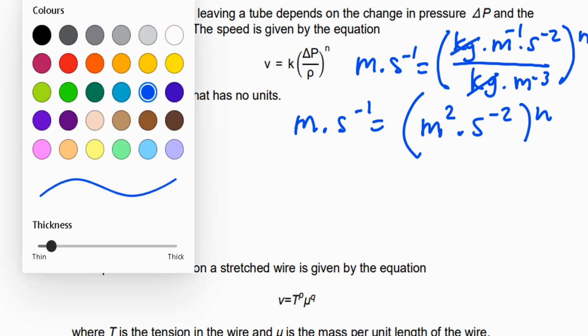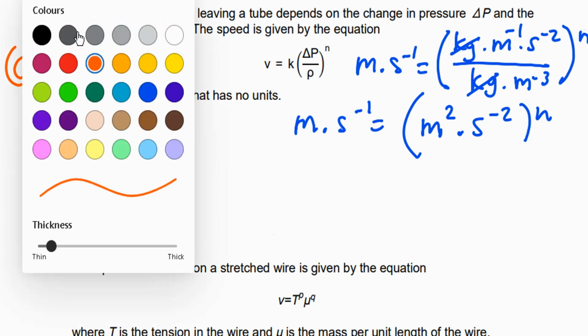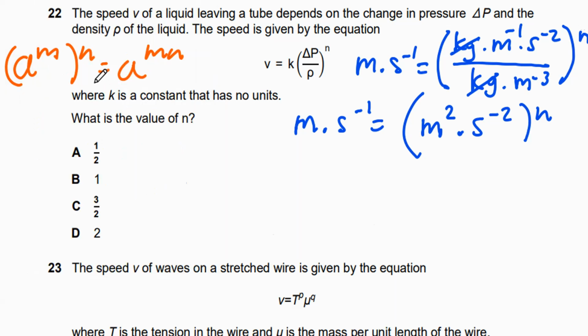Now we're going to use a law of exponents on the right-hand side here. We know a to the m, all to the n, is a to the m times n. So when we have brackets, we multiply the powers. So this rule we can apply here. So 2 times n is 2n. Negative 2 times n is negative 2n.